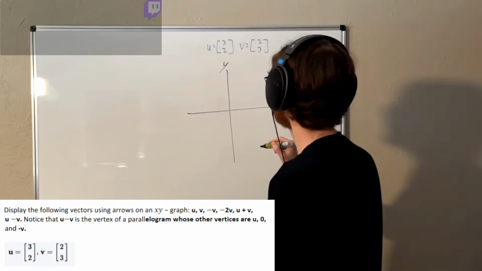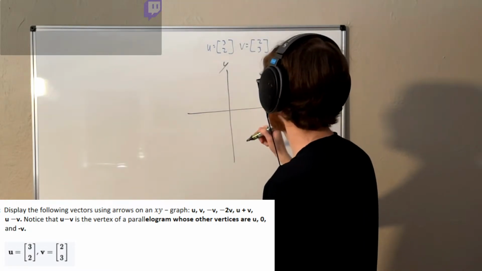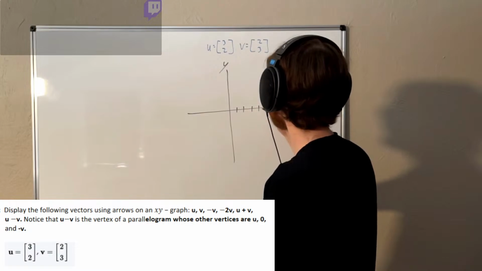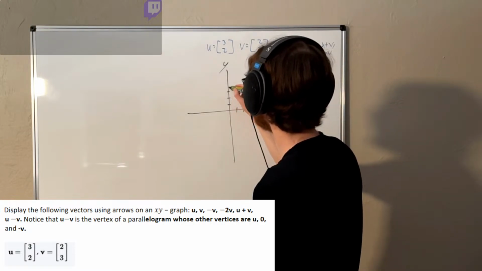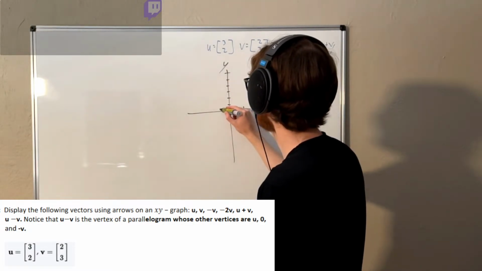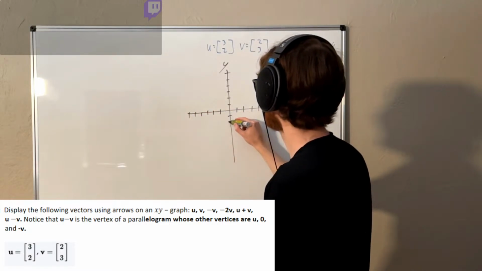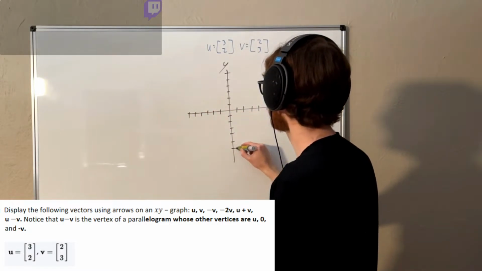So we're going to need to go out, let's just call it 6 in every direction. 1, 2, 3, 4, 5, 6 in each direction.